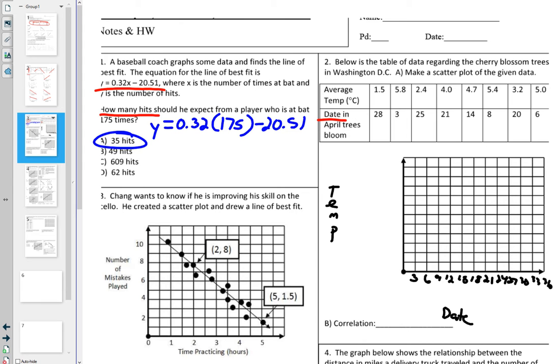And then the temperature, we have 1, 2, 3, 4, 5, 6, 7, 8, 9, 10, 12. Let's go where every 2 counts as 1 degree. So 1 degree, 2 degrees, 3 degrees, 4, 5, 6 degrees. The first one is 1.5 on the temperature and 28 on the date. 28 will be somewhere around here.